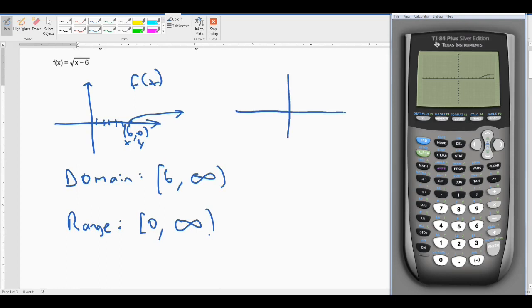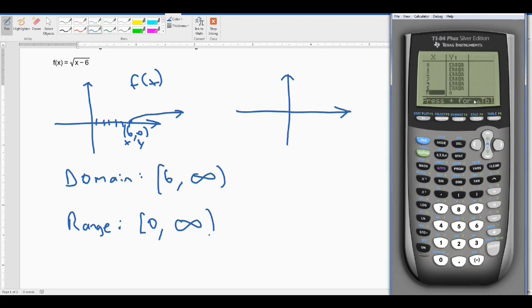I'm going to come over here and just graph it. Hopefully I have enough room. What we could do is look at the table. If (6, 0) is a point, then that means (0, 6) is a point of the inverse. And if (7, 1) is a point, then (1, 7) is. And (10, 2) is a point, so (2, 10) is over here. So it probably looks like that.